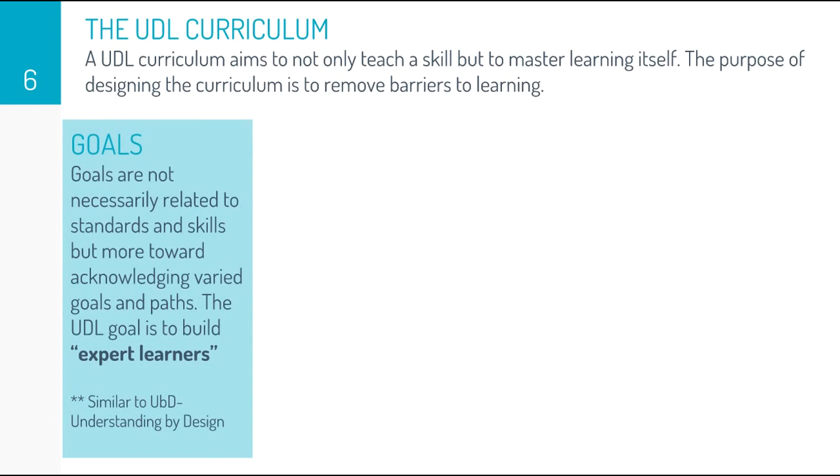So the first part is to establish goals. Your goals are not necessarily related to standards and skills. We said that before. But towards meeting a goal and a path, okay? Because you want to create expert learners. The goal is to learn how to learn, not to just memorize and regurgitate. And this is very similar to understanding by design kind of goals. When you look at the overall unit, what do you want a student to get out of this particular unit?